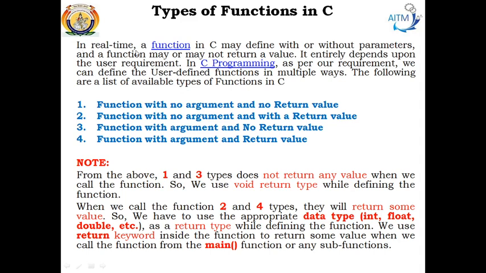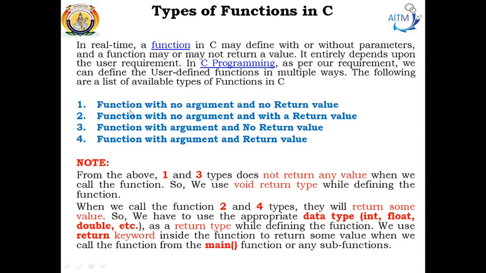In real time, a function in C may be defined with or without parameters, and a function may or may not return a value. It entirely depends upon the user requirements. In C programming, as per our requirement, we can define the user-defined function in multiple ways. The following are the available types of function in C. So totally we have four different types of function in C.